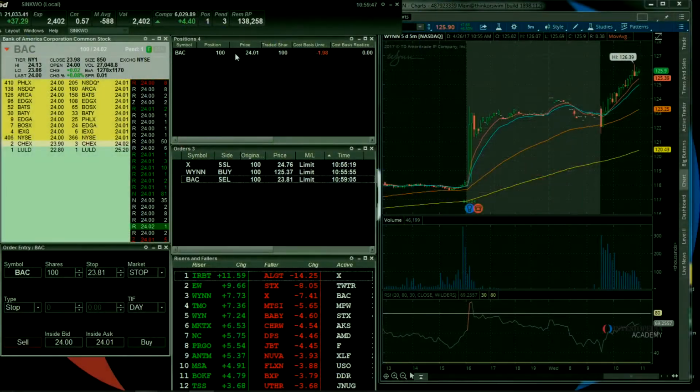Now, how are we going to take a profit on this stock? Okay, we are long at $24.01. For demonstration purposes, let's try and sell this stock at $24.02. I'm going to put in a limit order.